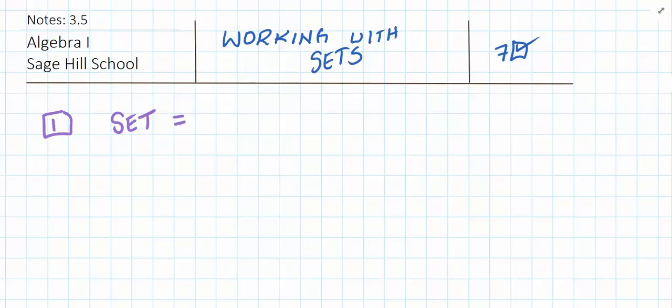A group of people could be a set, right? You guys could be a set at this table. You guys could be a set at that table. So you could be set together. All of us could be a set. So a set is really just a collection.